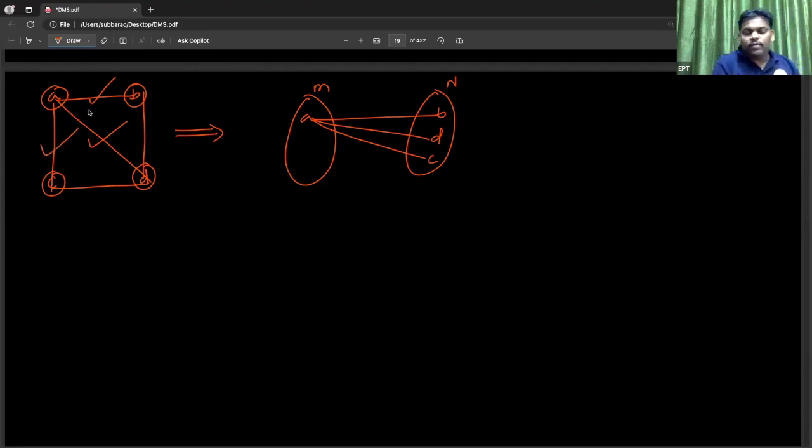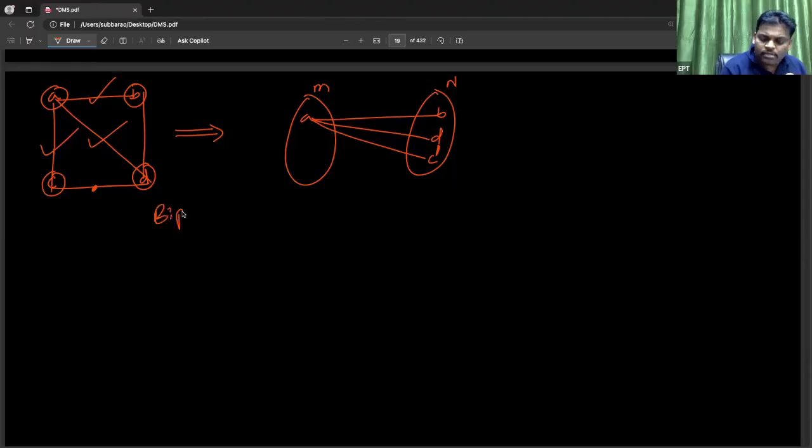So see this one. Totally 5 edges are there. 3 edges are completed. 2 more edges are there, and the remaining edge is C to D. You are trying to keep the edge from here to here. So remember, because of this, it is not bipartite.